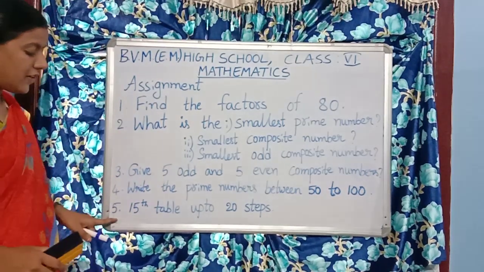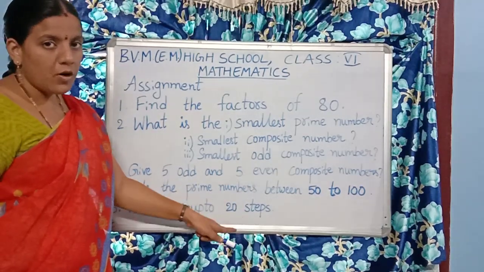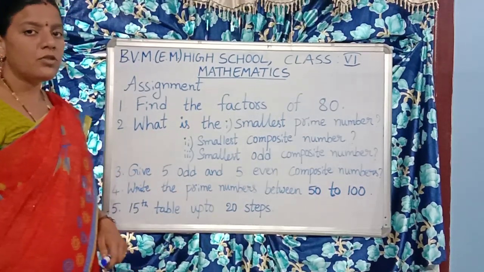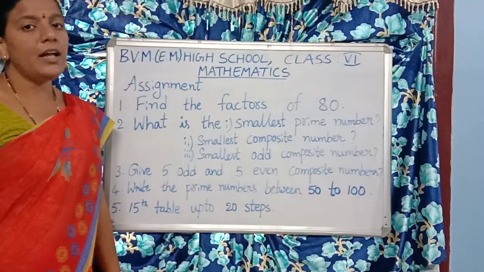And the fifth one is the 15th table up to 20 steps. Top to bottom and from bottom to top. Okay children, do the assignment and we will meet in the next class.